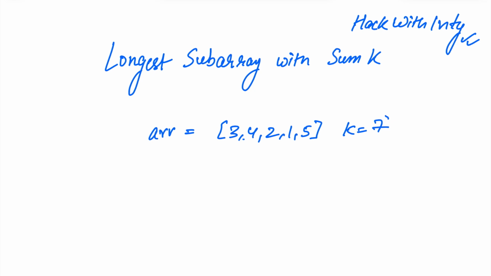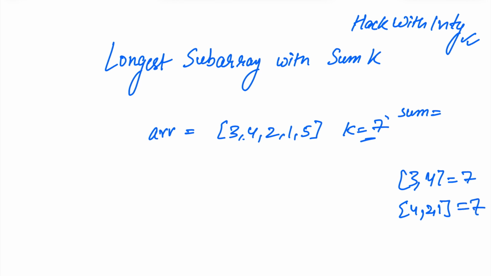So we have k equal to 7 and we have an array. What is k? K is equal to the sum that we want to achieve. And the array is basically 3, 4, 2, 1, 5. In this array, we need to find the longest subarray whose sum is equal to 7. So if you see here, 3 and 4 is one of the subarrays which sums to 7. Another would be 4, 2, 1 equal to 7. So we can say in this scenario, 4 to 1 is the longest subarray which is equal to 7. So the answer is 3.